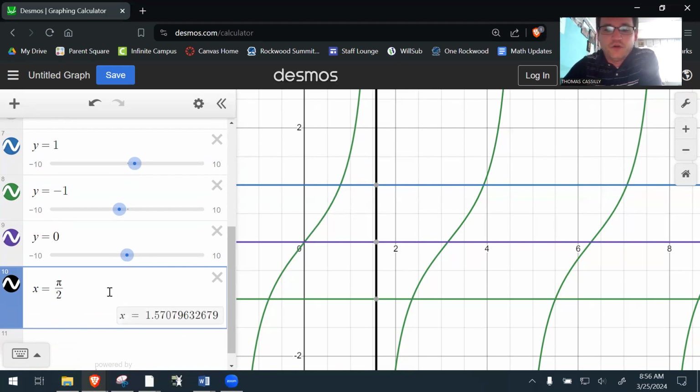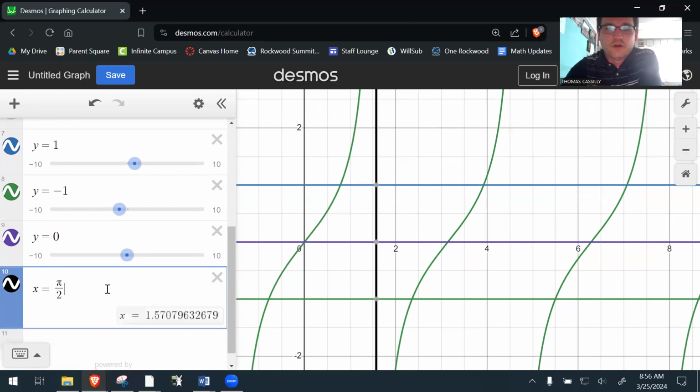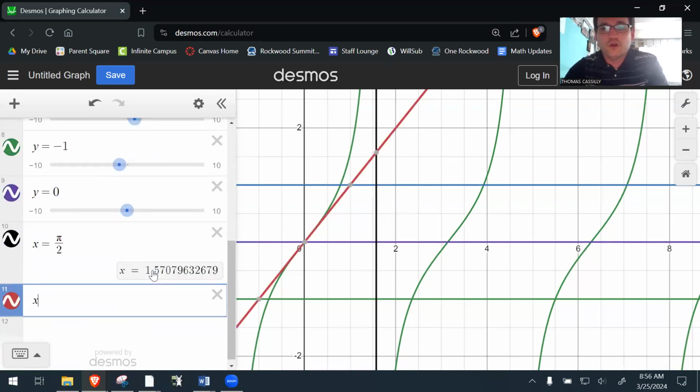And here's what I'm doing. I'm going to put a k here. Nope, that's not going to work. I don't know how to represent that, but let's see here. There is an asymptote at pi over 2. There's also one at every odd multiple of pi over 2.